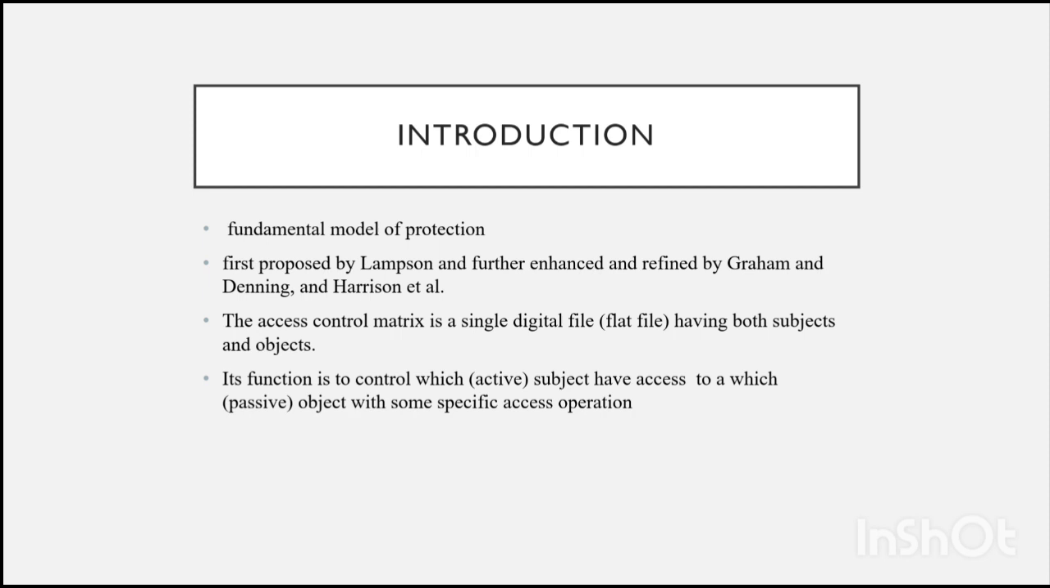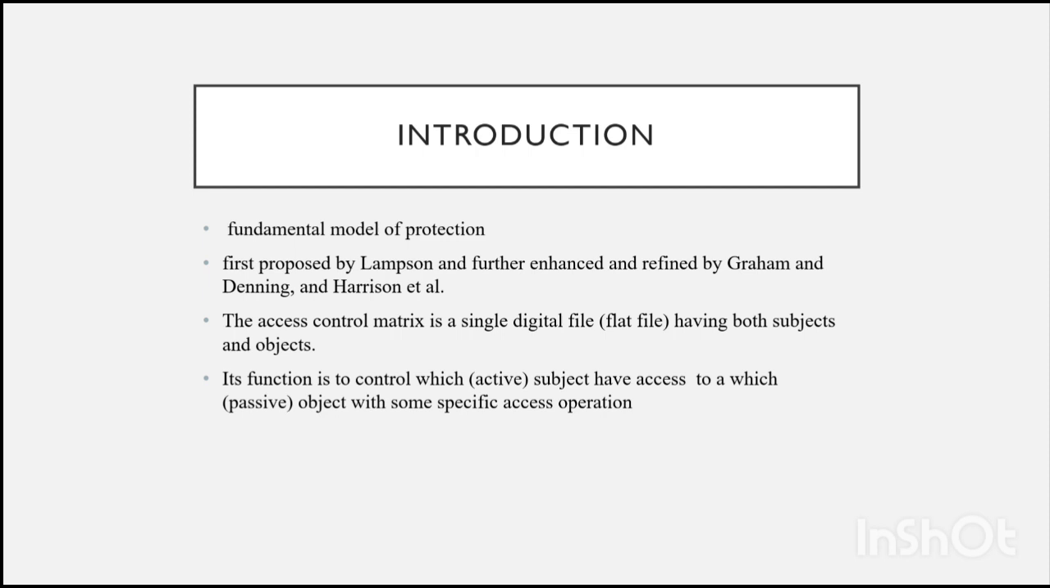Access control matrix model is a fundamental model of protection in which the rights of users and processes on the resources and data are defined. Whether a particular resource or data can be used by the user or process or not. This model was first proposed by Lampson and it was further enhanced by Graham and Denning and Harrison et al.